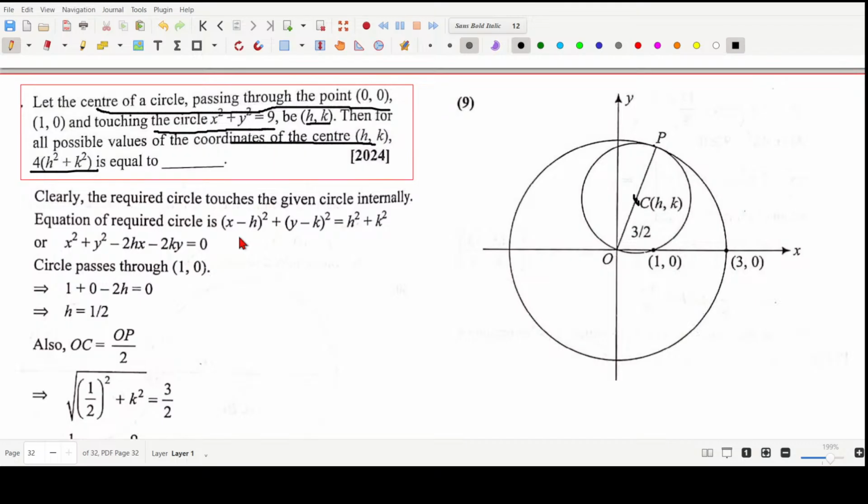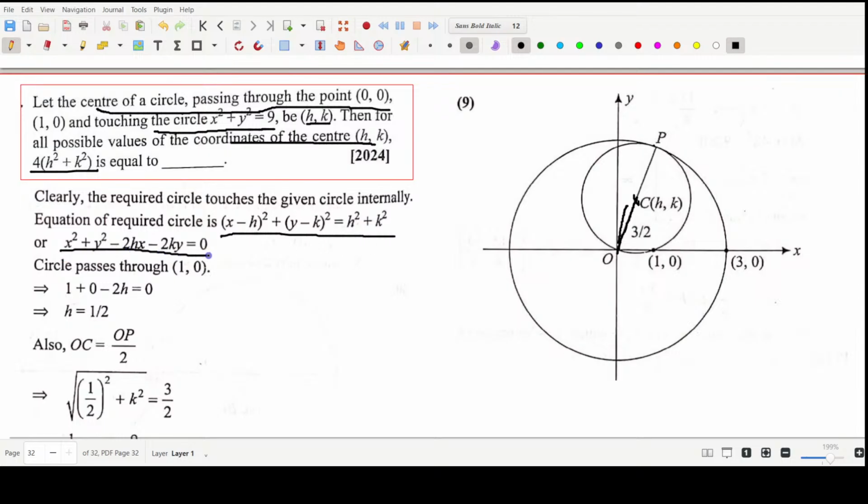So now this will be the equation of the circle, right? Center is h, k and radius is the square root of h square plus k square, because the distance between this and this is actually that. Agreed? Now this circle actually passes through P, 1 comma 0. With this, what are we getting? We are getting h equals 1 by 2, right?